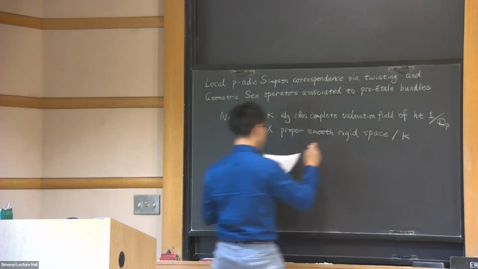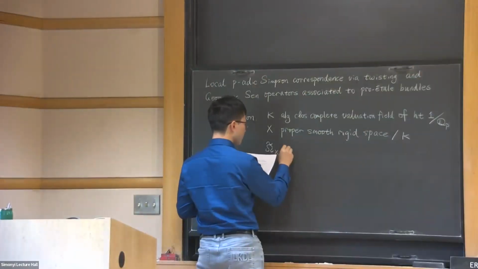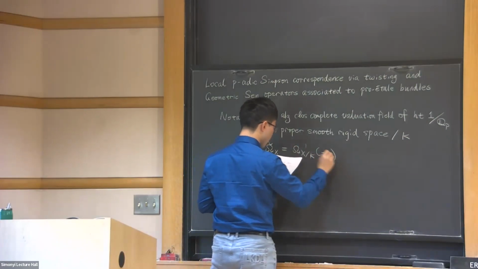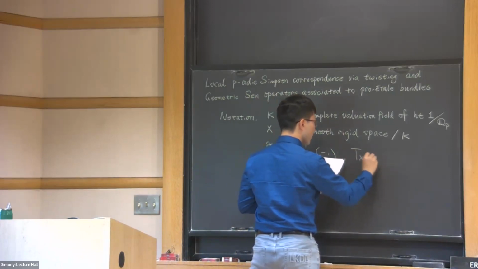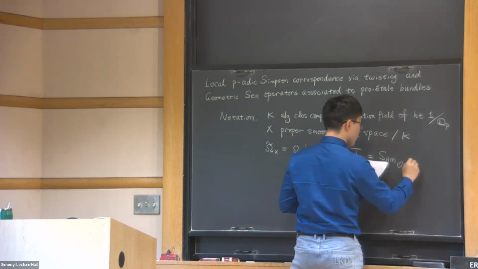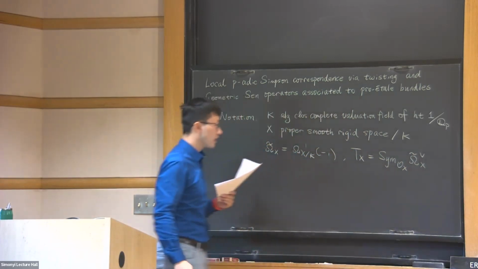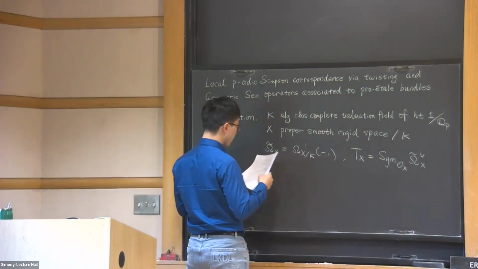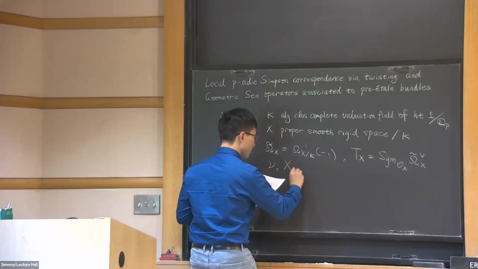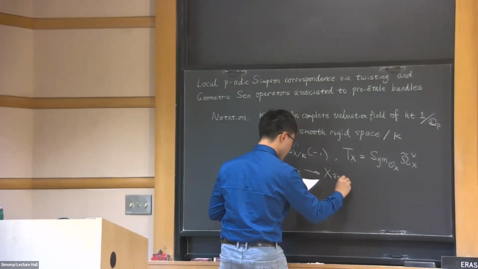defined over K. I will simply use the notation Ω̃_X to be the Tate twist of the module of differentials. And I will denote by T_X the symmetric algebra over O_X of this vector bundle, the dual of Ω̃_X. So this is the tangent bundle, and I denote by ν the projection from the pro-étale site to the étale site of X.